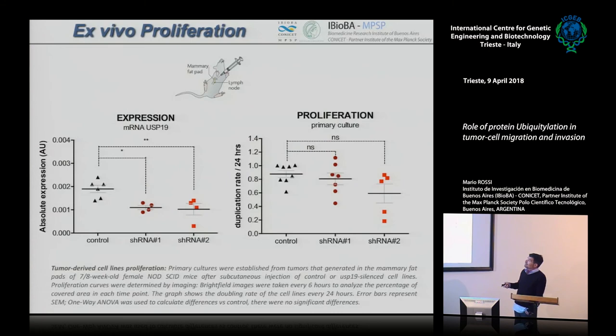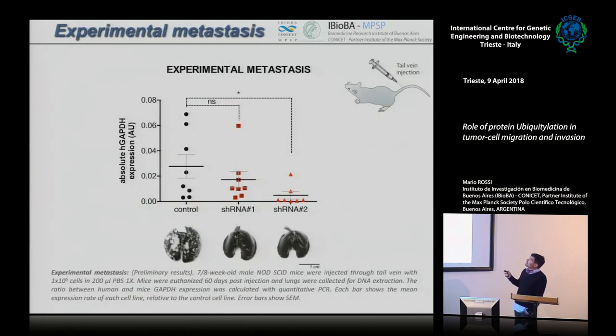So we decided to go with a more controlled system, which is injecting the cells directly through the tail vein and checking how many cells can be found after 2 months in the lungs. What you do is stain this with Indian ink, and the white dots are the metastatic foci. And what we observe is that when you knock down USP19, you have a much lower amount of metastatic foci. Again, we don't know whether this is because they get there less, or even if they get there, they cannot grow, just as they didn't grow in the orthotopic experiment.